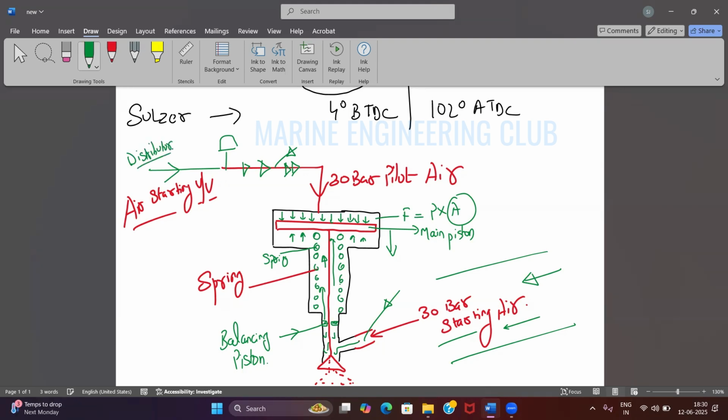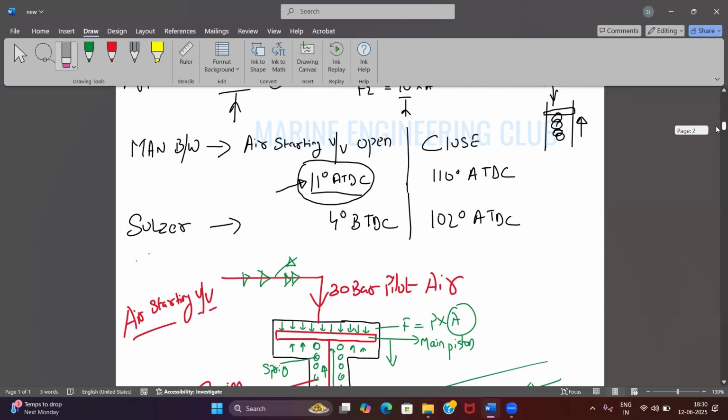But in an ME engine, I don't have a distributor. I don't have a cam and all those things. I have a solenoid valve. Whichever solenoid valve is open, that 30 bar air will go and your engine will be started. Okay. So this is the normal picture for your air starting valve. Is this diagram understood to everyone? Yes sir.